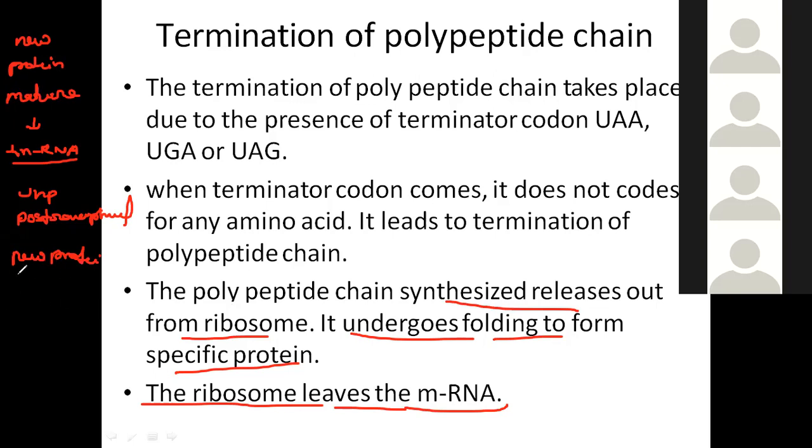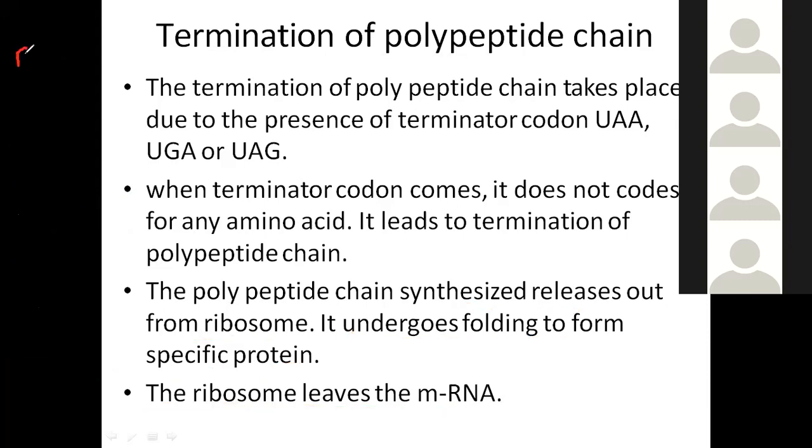So a new protein will form. It undergoes PTM, post-translational modification. Similarly, new proteins will form. This protein is not stable and cannot perform its function. It will perform its function when a different moiety is attached to this protein. This phenomenon is known as post-translational modification.